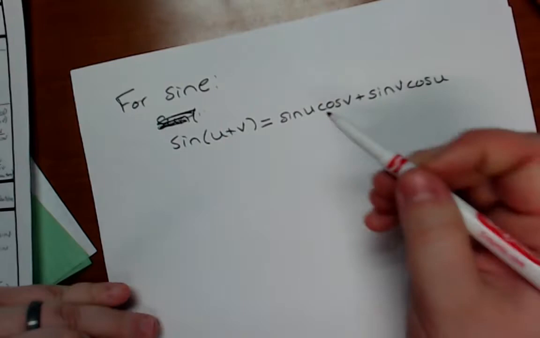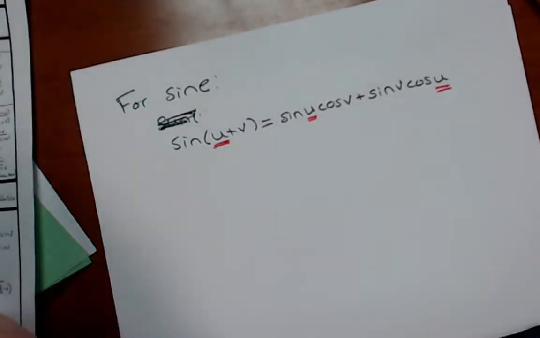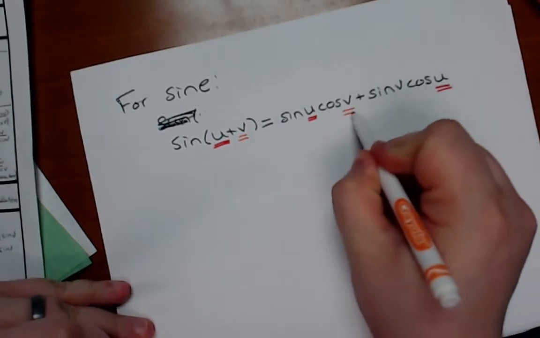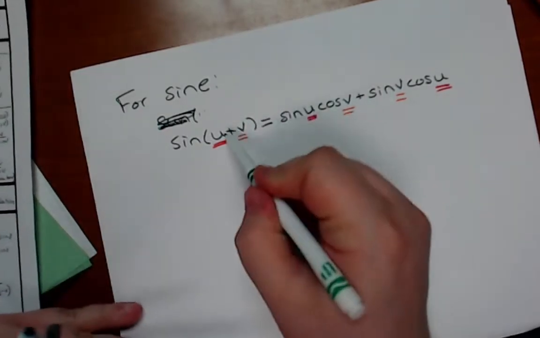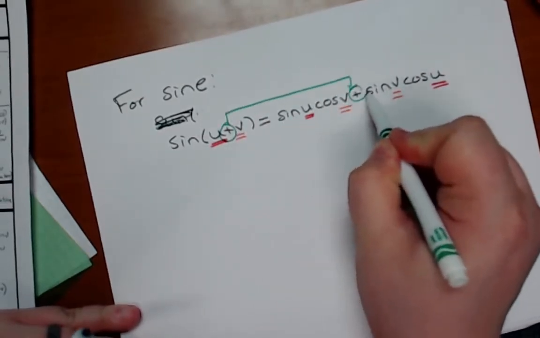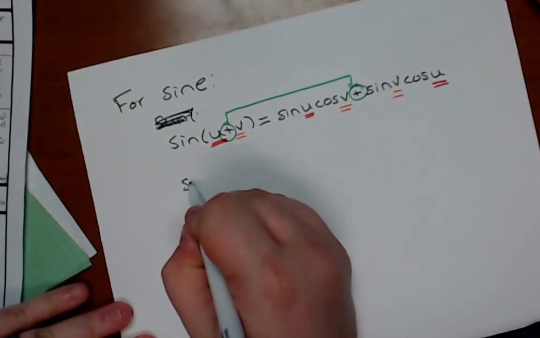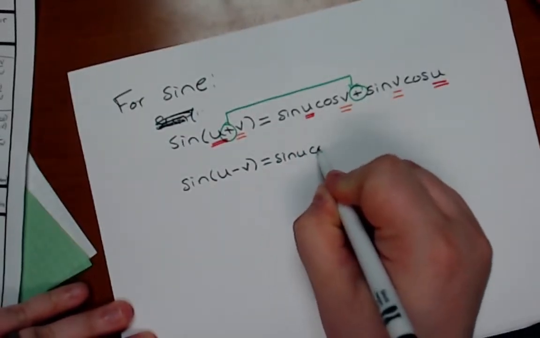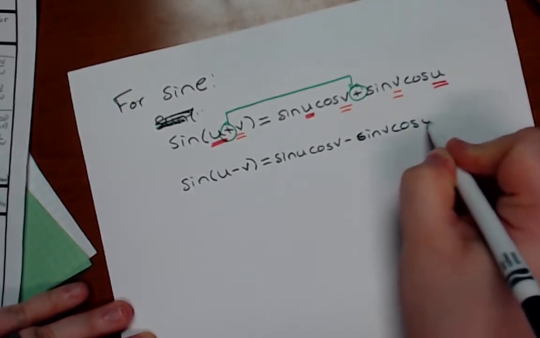And so notice here, if this is u, we have sine of u and cosine of u. And if v is our second, we have cosine v and sine of v. So we have both sine and cosines in our final answer, and our addition sign doesn't change. And so for our difference, sine of u minus v, we have sine u cos v minus sine v cos u.